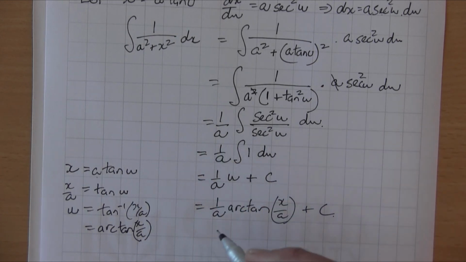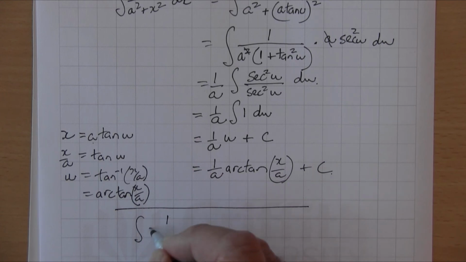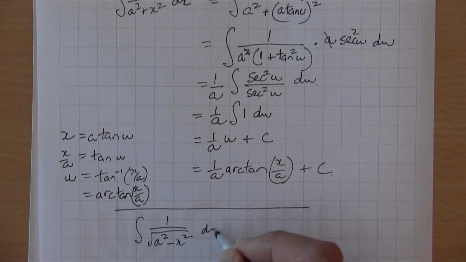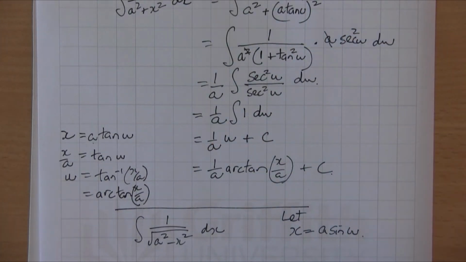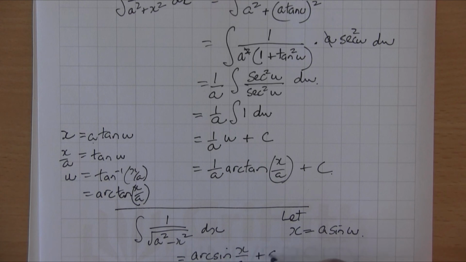The other one that you should be able to do this way is the integral of 1 over square root of a squared minus x squared dx, and you let x equals a sine u, and it is a similar type of process to what we've done above there, and you should get that as equal to arcsine x on a plus c.